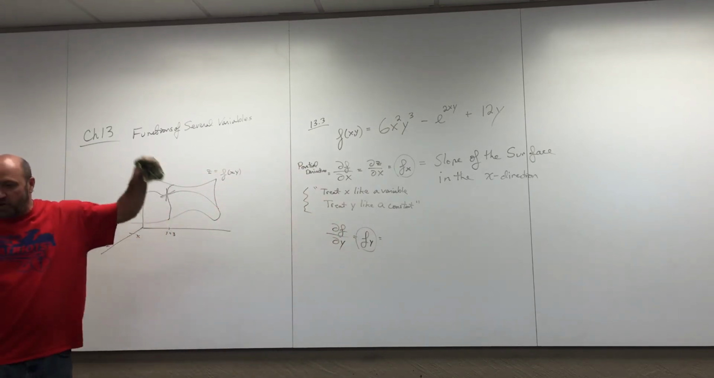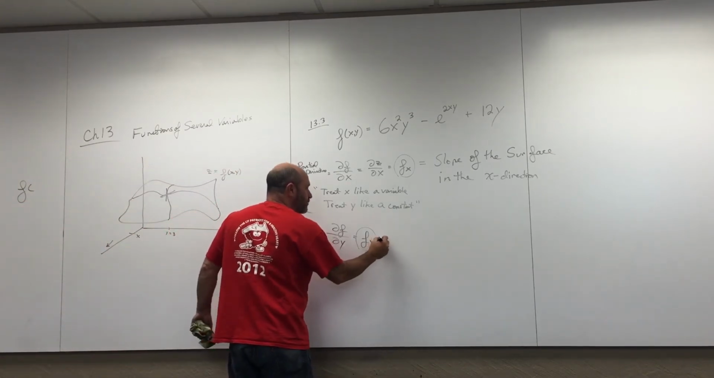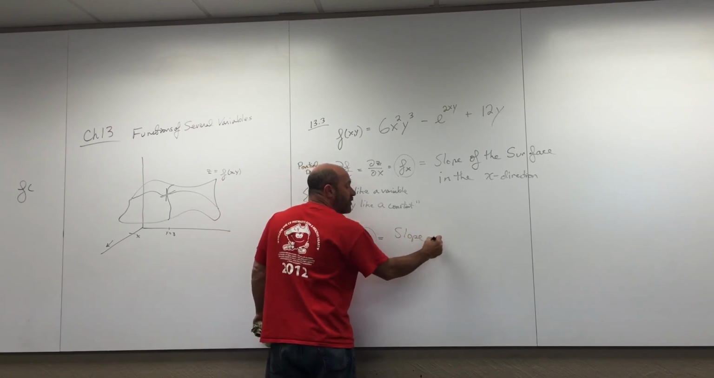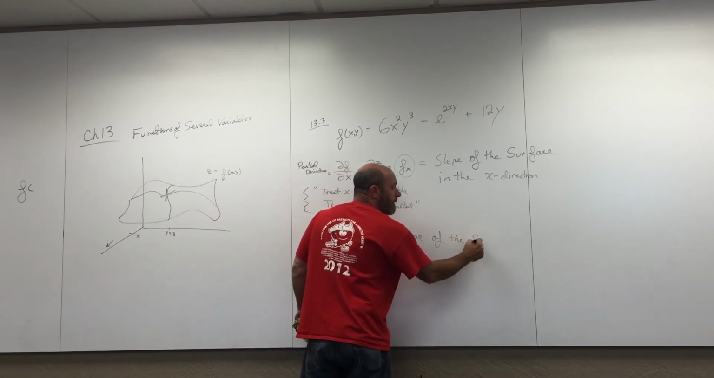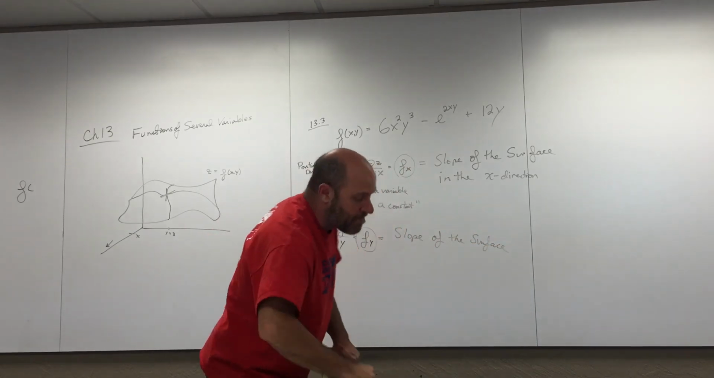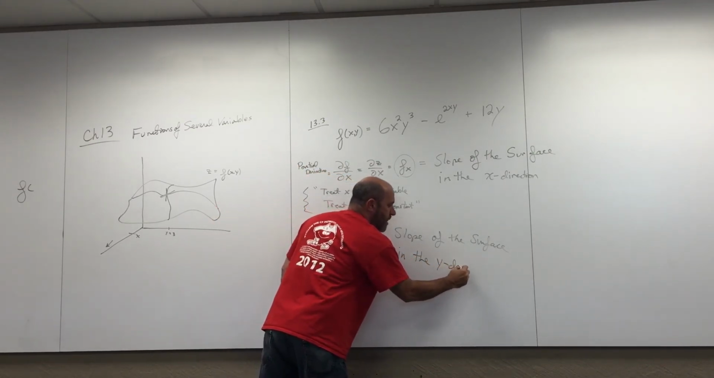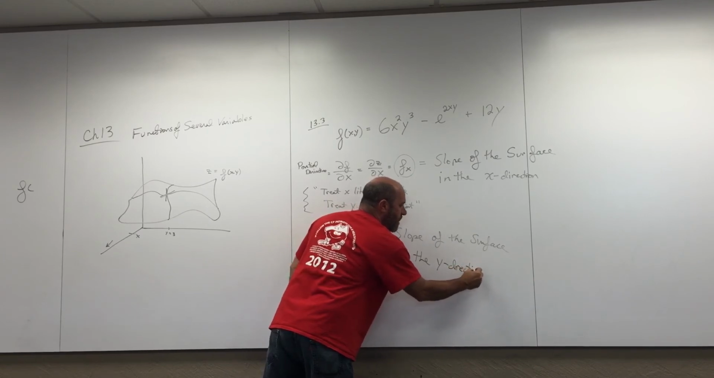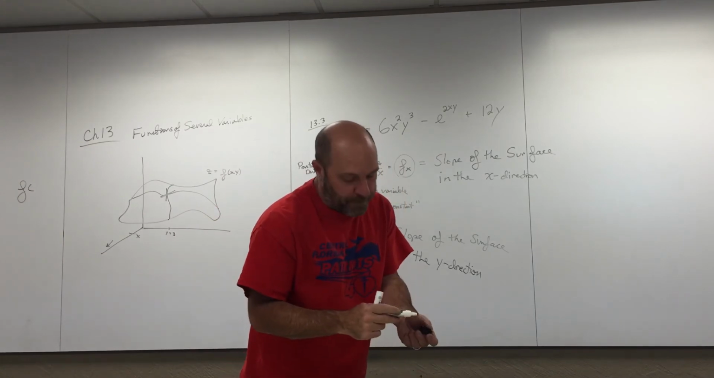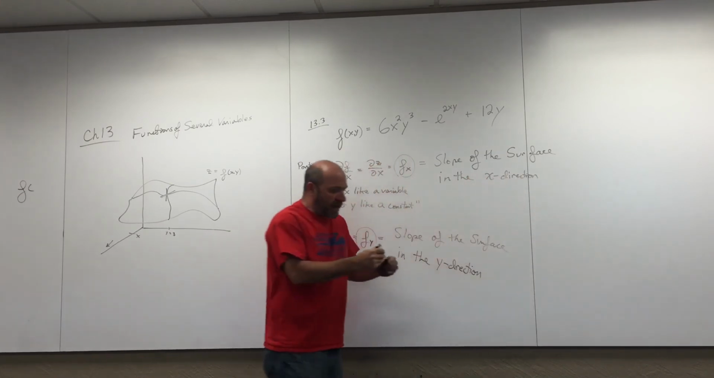So, I'm on some crazy surface. Hang on. For y, I want to just say the same thing: it's the slope of the surface in the y direction. I almost feel like I should say that a little better. I said the x direction. Here's what I mean by that.